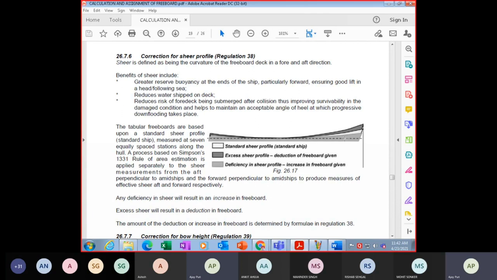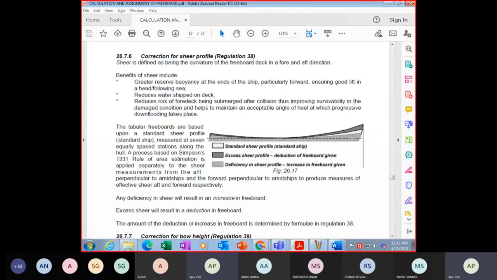If you have a standard shear, your white one is the standard shear. If your shear is reduced, then your freeboard has to be increased. If your shear is increased, this one, then your freeboard can be decreased. That will depend on the formula. I'll just come to that formula.